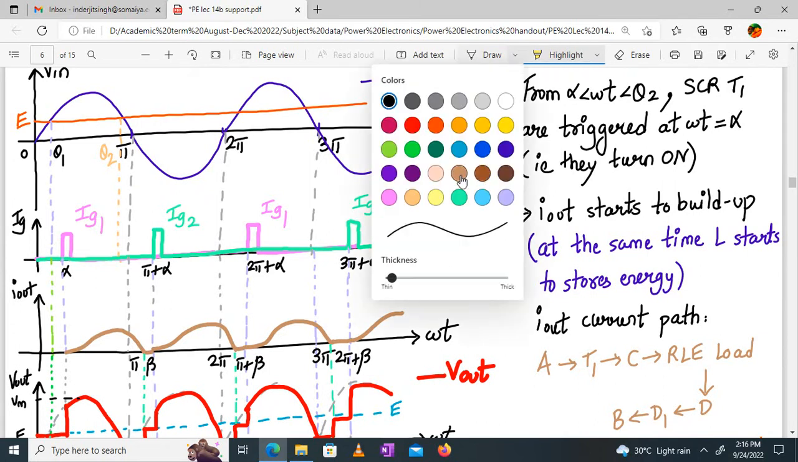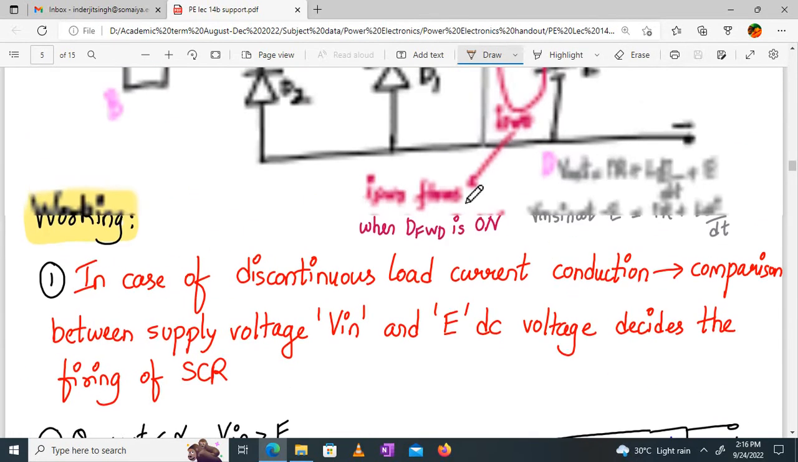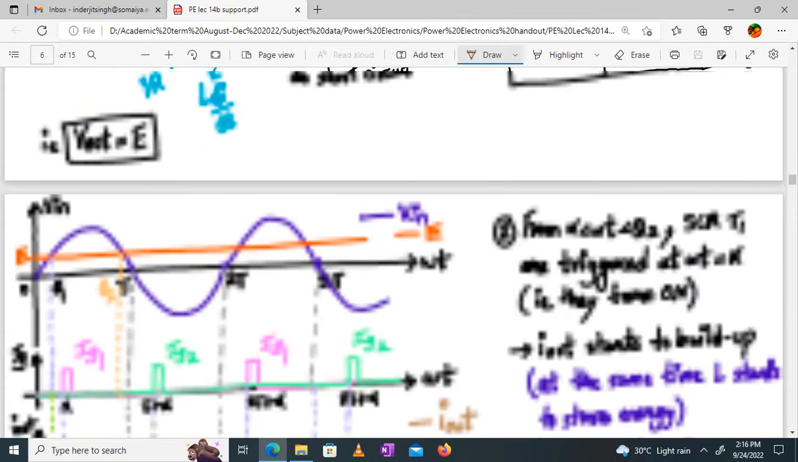Alright. So there is one incomplete thing which I have to cover. The I out starts from zero. So let us begin with the working of the circuit. So let's go to the waveforms now.